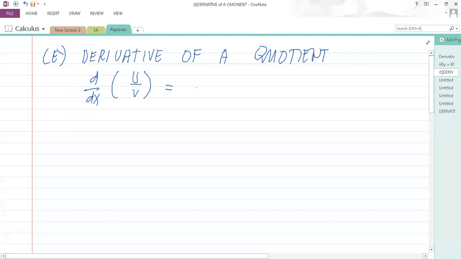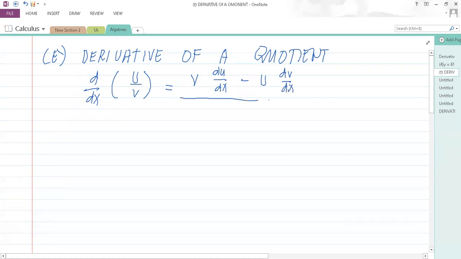equal to the denominator. So yung denominator natin is v. Okay? So the denominator times the derivative of the numerator. So ang numerator natin is u. Ano yung derivative ng u? That is du over dx. Okay? Minus, so minus the numerator. So ang numerator natin, u. Okay, so minus the numerator times the derivative of the denominator. So ano yung denominator natin? V. So i-multiply natin yung derivative niya, dv over dx.